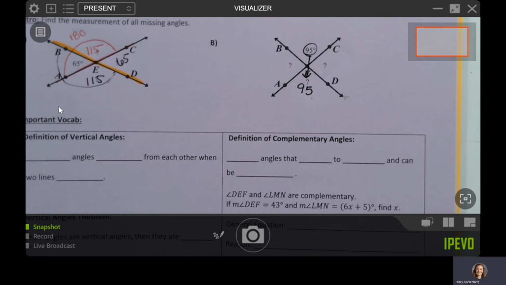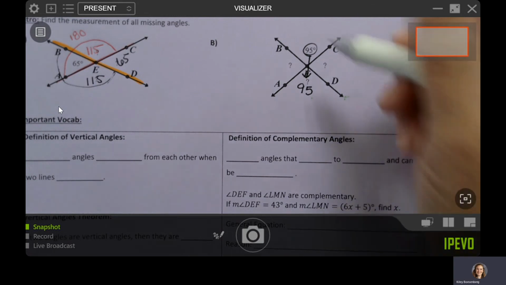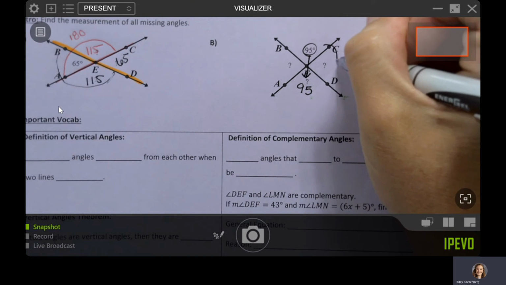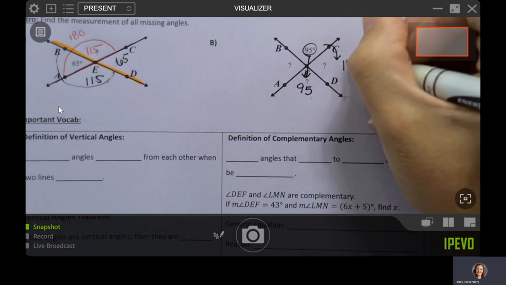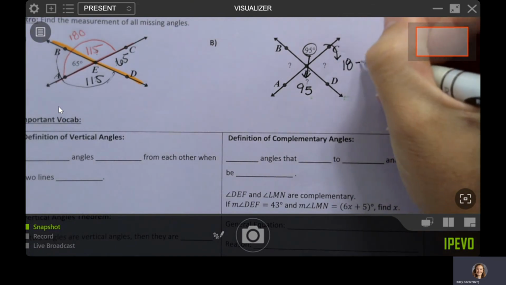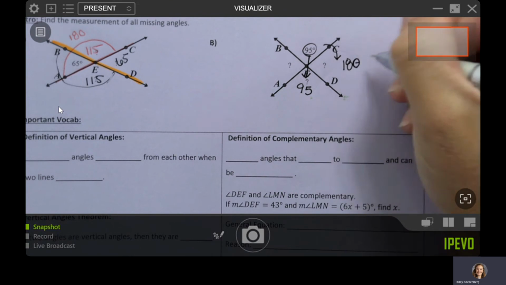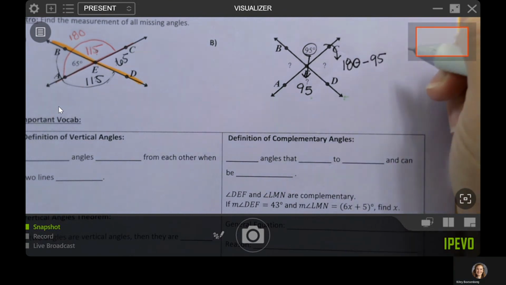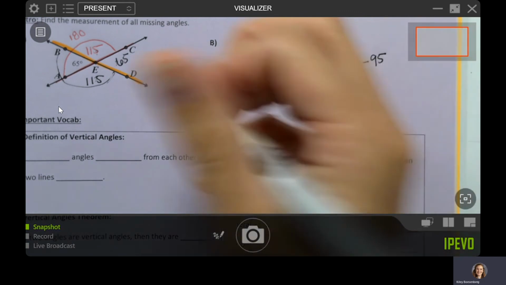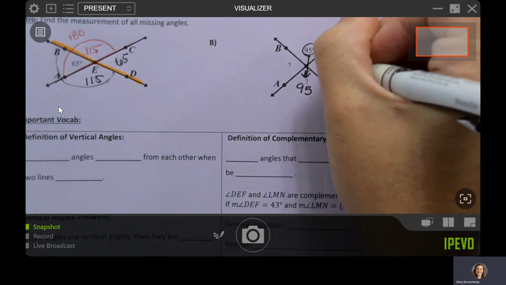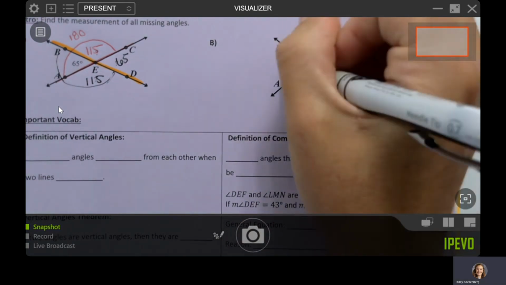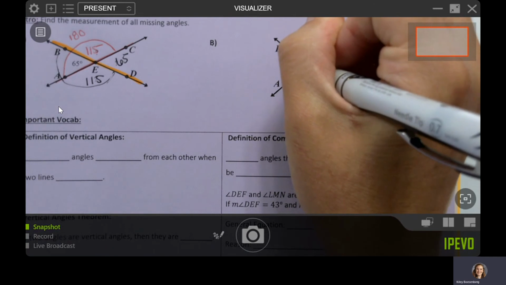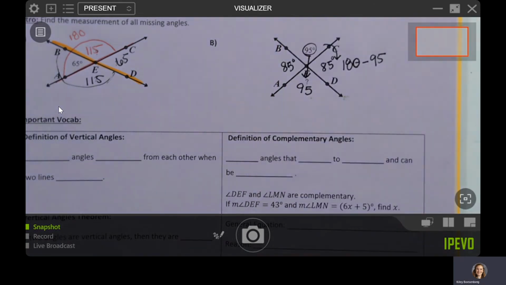But then how am I going to find the one next door? To find the one next door, those will add up to 180, right? So 180, there's a 0 in 180, minus 95 is 85. It's 85 degrees. So we'll throw in an 85 degrees on both the left and the right angles.